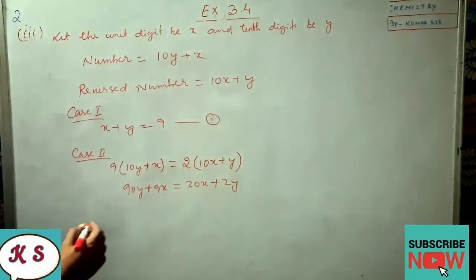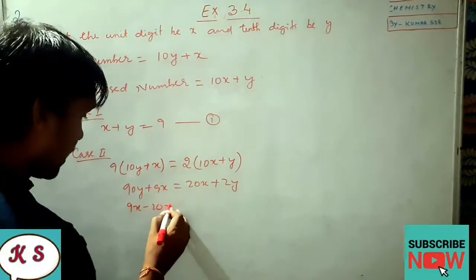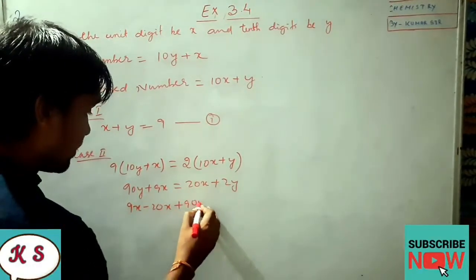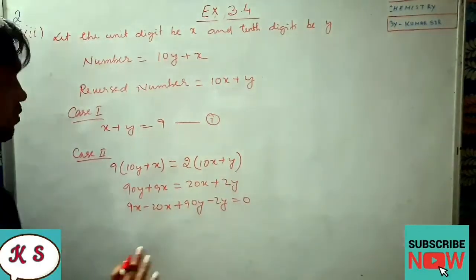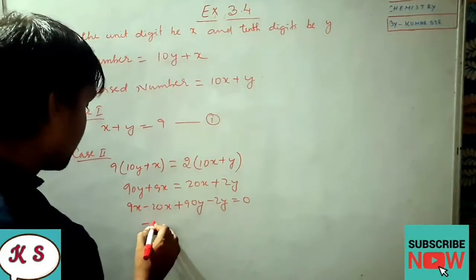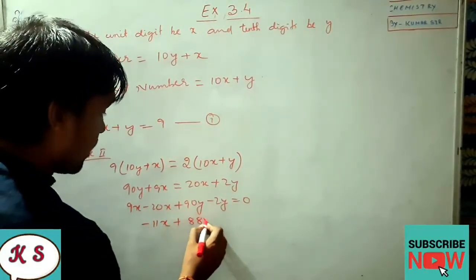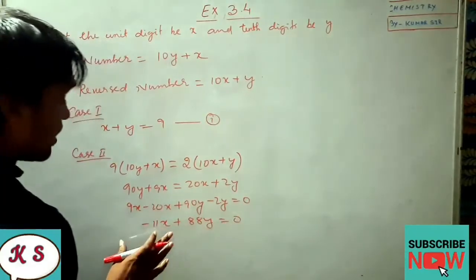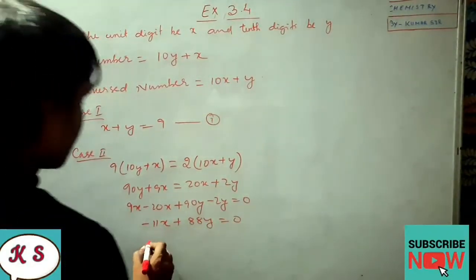So bring all these terms to this side, so it will be 9x minus 20x plus 90y minus 2y equal to 0. This side nothing is left, no constant term, so it is 0. So 9 minus 20 will be minus 11x, and this one will be 88y equal to 0. As you can see, dear students, both the numbers are divisible by 11. So let's divide it.